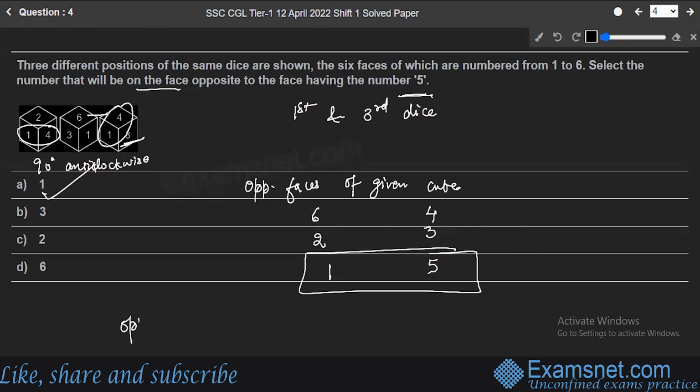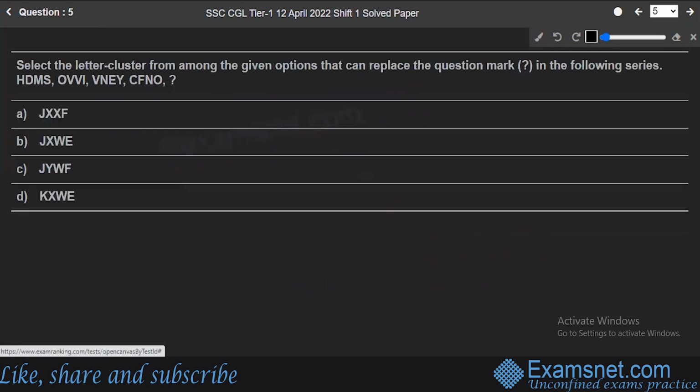Option A is the answer to the question. Hope you are clear. Next, question number 5.